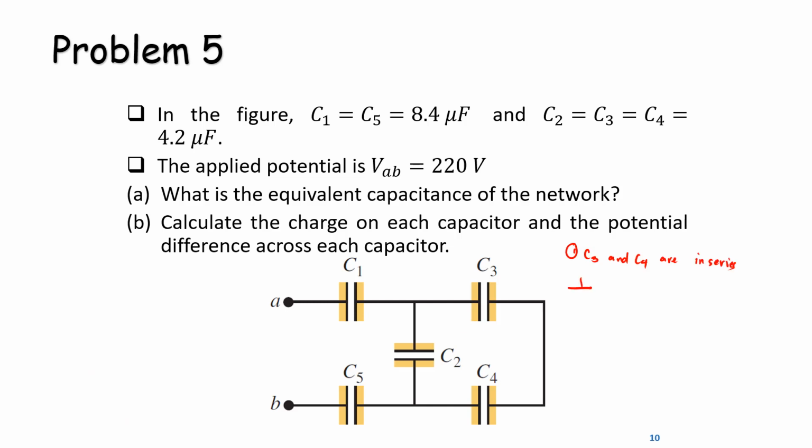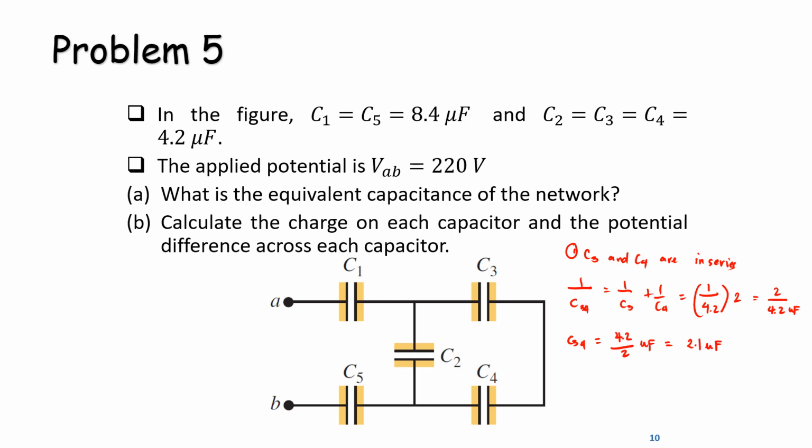Therefore, 1 over C34 is equal to 1 over C3 plus 1 over C4, which is 1 over 4.2 microfarad plus 1 over 4.2 microfarad. So we have 2 over 4.2 per microfarad. So our C34 is equal to the reciprocal of this one, which is 4.2 over 2 microfarad, so we have 2.1 microfarad. This is the equivalent capacitance of C3 and C4.